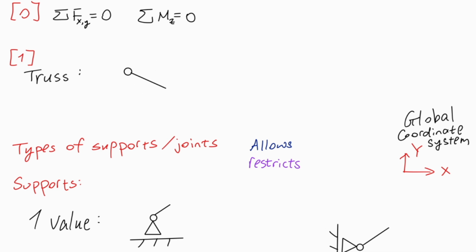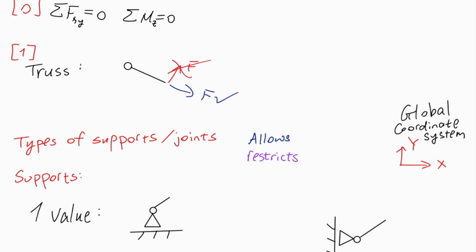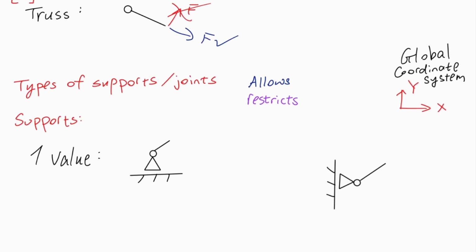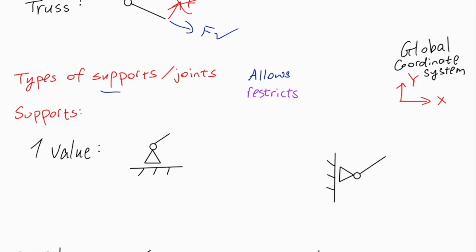So a truss is very unique in the sense that it can only take axial forces. What this means is it can only take forces in the direction of the truss itself. In other words, this direction. It cannot take forces perpendicular to it, in this direction. This is very important. And now how do we connect trusses with one another? We have to use supports and joints. Supports are to connect trusses with the environment, and joints are to connect trusses with one another.